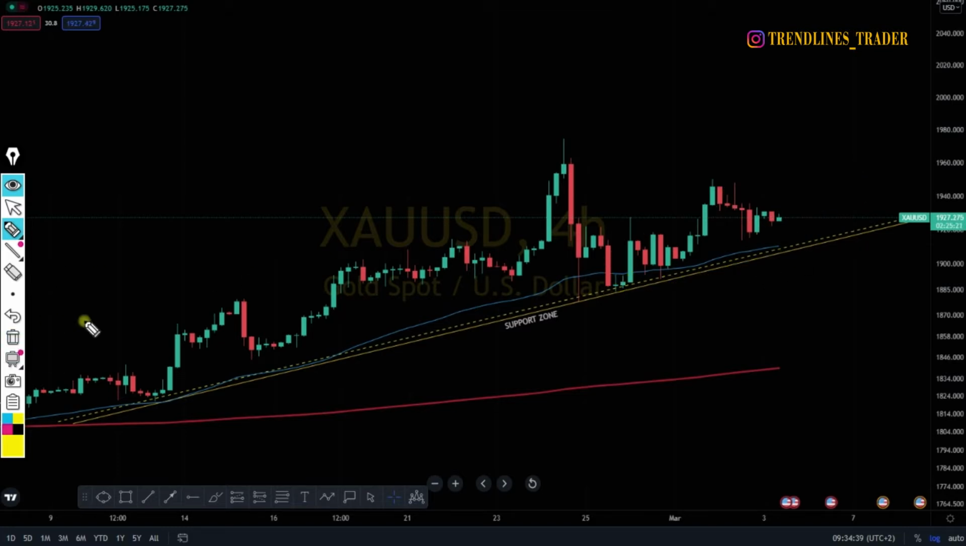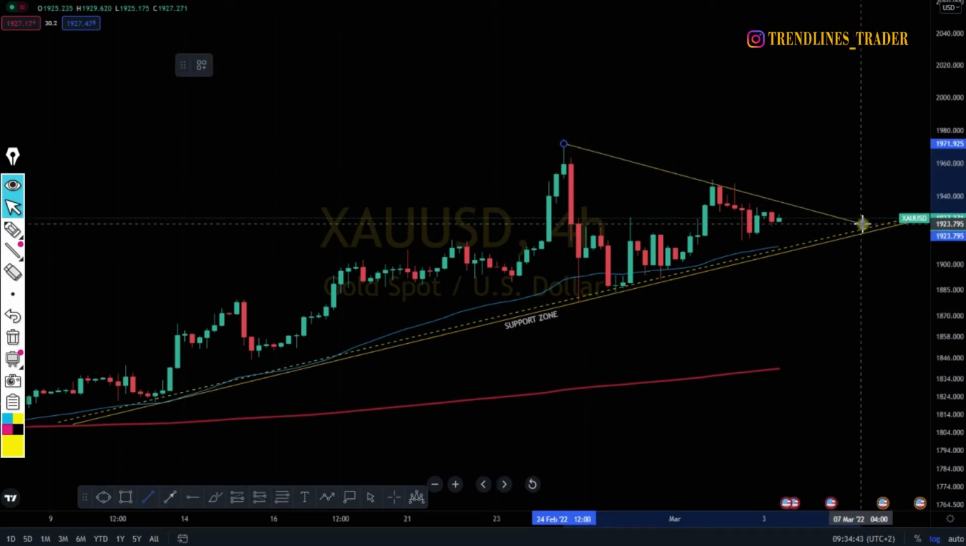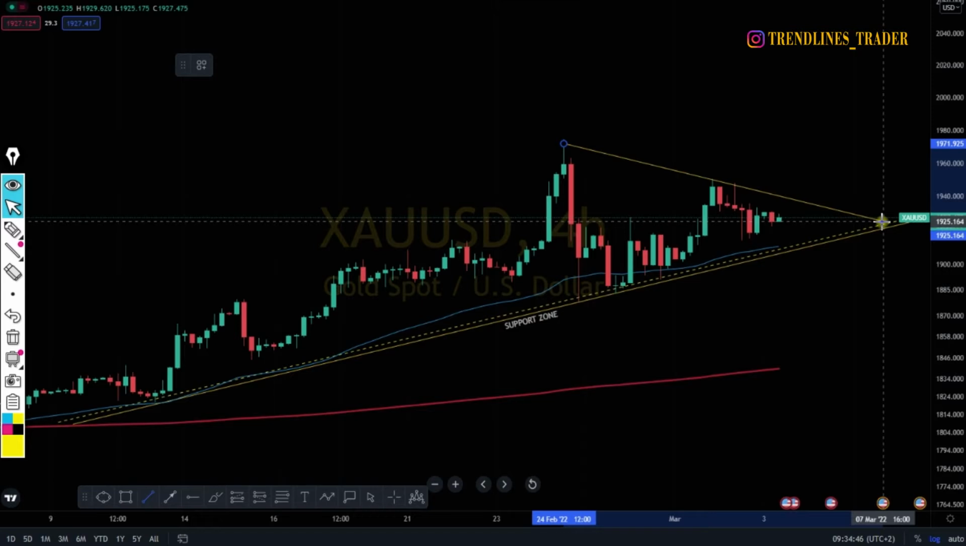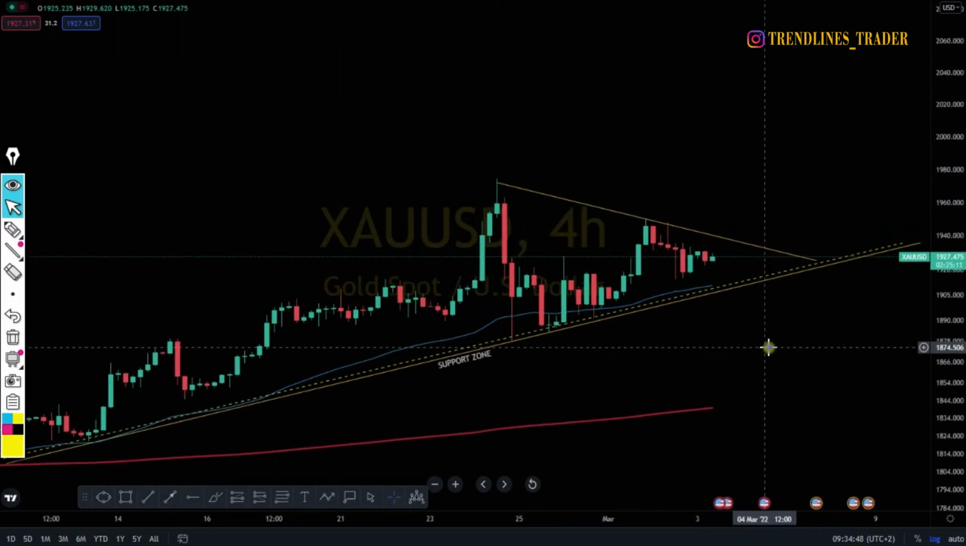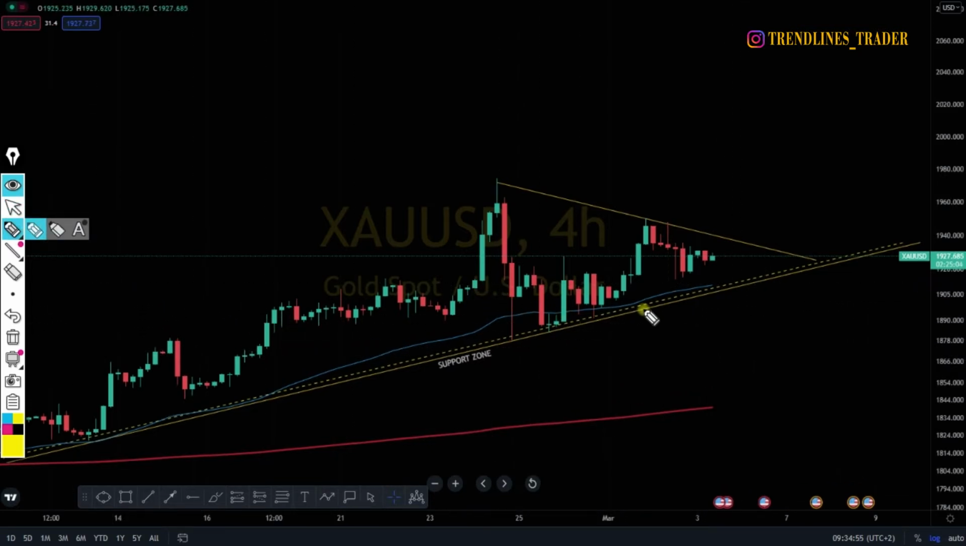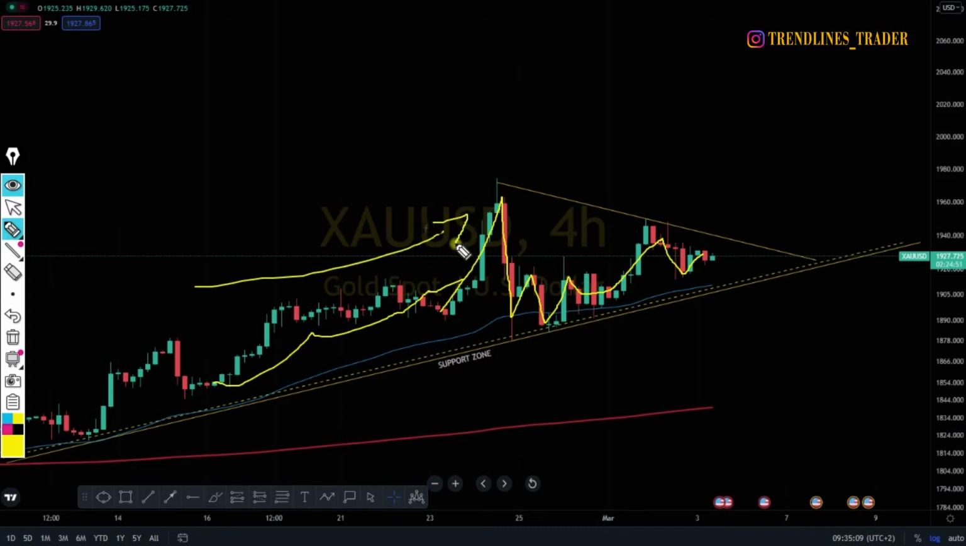I believe you guys are able to see that we have something like this, which is about to form a triangle. Actually, this is a symmetrical triangle. We call it a symmetrical triangle. It's one of those triangles that tell us we are still having a continuation of whatever the price was doing. You can see the price was being bullish since we are approaching this triangle.